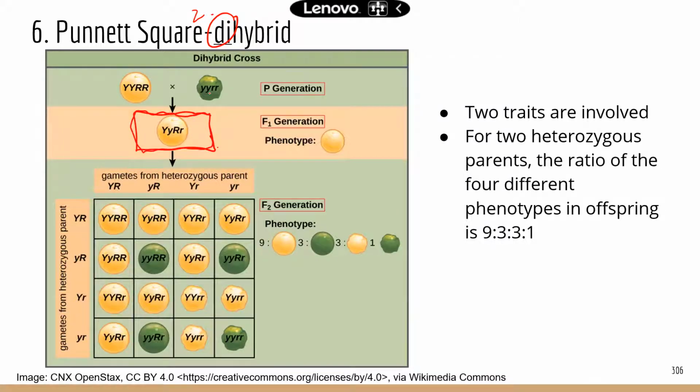Okay, so you can see we're looking at two traits, right? The color of the seed and the texture of the seed. So the big Y is yellow, and the little y is green. And for the trait that R calls for, big R is going to be smooth. And little r is the recessive trait, which is wrinkled.